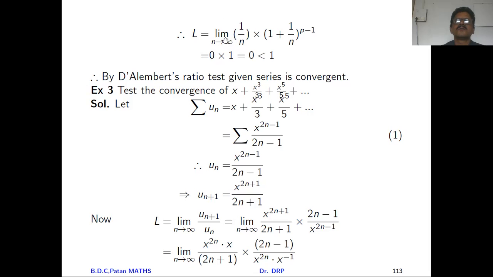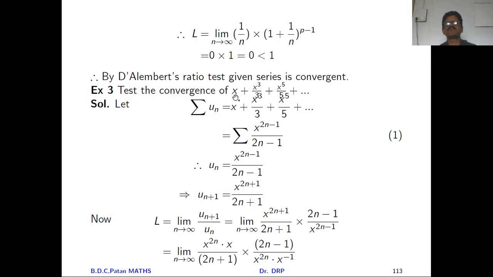The limit of this quantity will be 0, and the limit of this quantity will be 1. So 0 into 1 you will get to be 0, which is less than 1. So by D'Alembert ratio test, we say the given series is convergent. Now we will proceed towards another example.